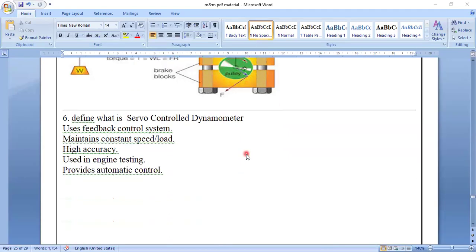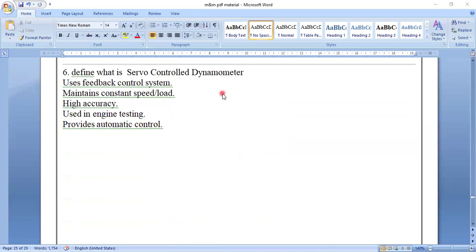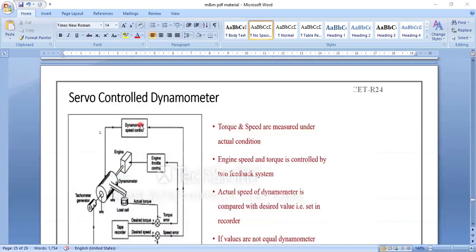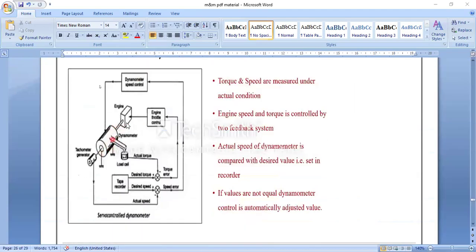So define what is servo control dynamometer. Generally, servo control dynamometers use servo motors with a feedback control system, maintain constant speed, also maintain constant load, high accuracy, used in engine testing, provides automatic control. So this is a dynamometer, servo dynamometer. One side the engine is there, one side the tachometer is there. So the tachometer is noting the number of turns.